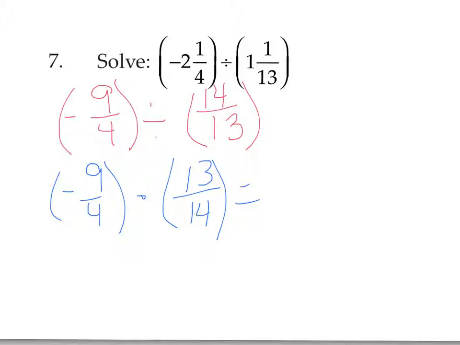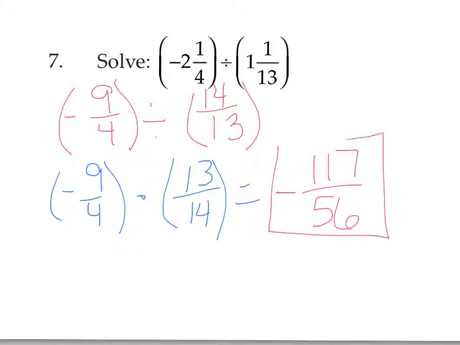Well, we have a negative times a positive, first off, which makes a negative. 9 times 13 is 117. 4 times 14 is 56. So this becomes negative 117 over 56.